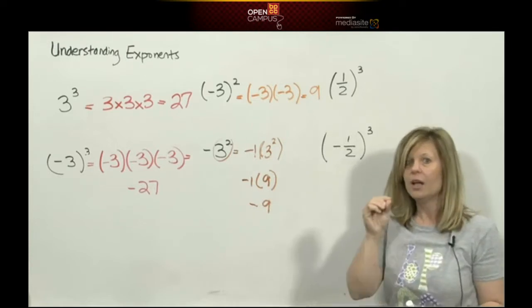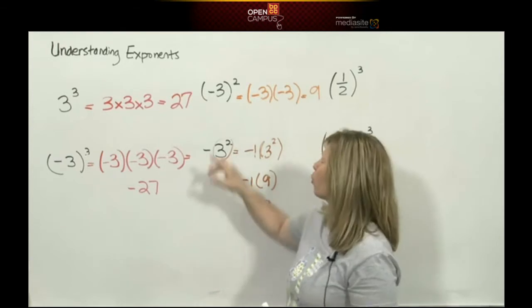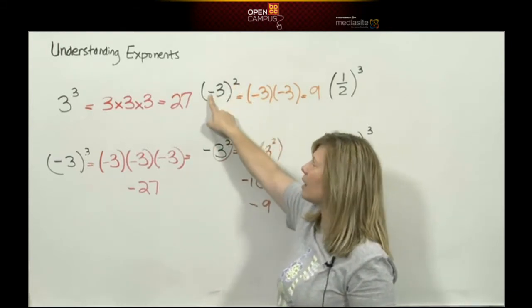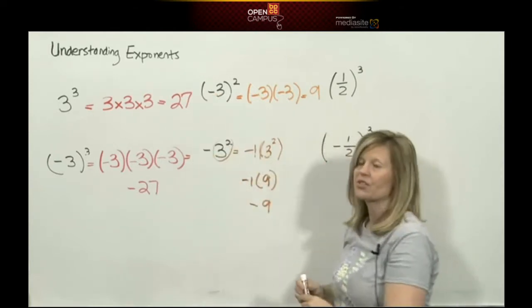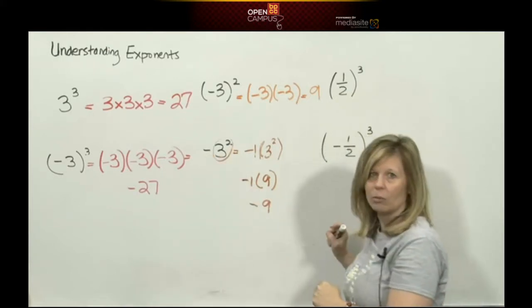So again, the important concept here is to be very careful. If there's parentheses with an exponent, then that exponent belongs both to the sign and the digit. If there is not a parentheses, then the exponent only belongs to the digit. You leave the sign alone.